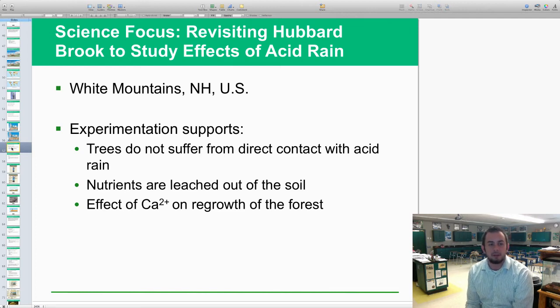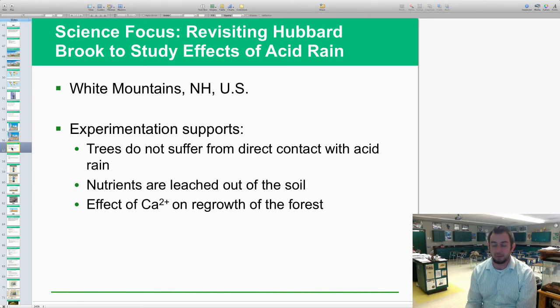And so when we take a look at this, this is a high area of acid rain on the forest, and they did some experimentation to see what effects those had and really dived into what was the root cause of the tree death. So trees don't really suffer from direct contact with acid rain; in that case you couldn't even see the little spots on them or any sort of negative effects from that acid rain. But they found that the nutrients were leached out of the soil, which caused a calcium deficiency in regrowth trees.